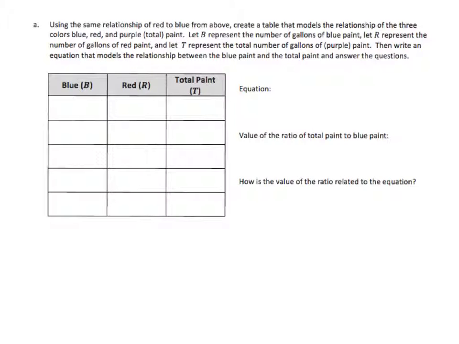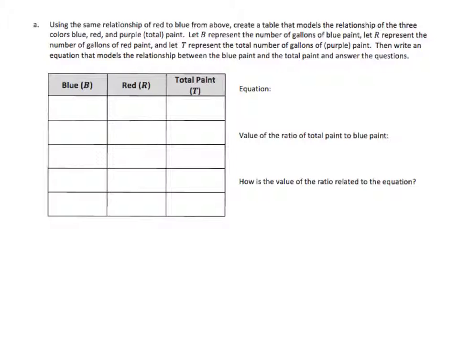With the relationship we just learned about the blues and reds with the purple paint, we're going to be looking at the blues, the reds, and the total paint. So looking at our instructions, using the same relationship of red and blue from above, create a table that models the relationship of these three colors, blue, red, and purple, purple being the total paint. Let B represent the number of gallons of blue paint, let R represent the number of gallons of red paint, and T represent the total number of gallons of purple paint. Then write an equation that models the relationship between blue and the total paint in the question, to answer the questions.